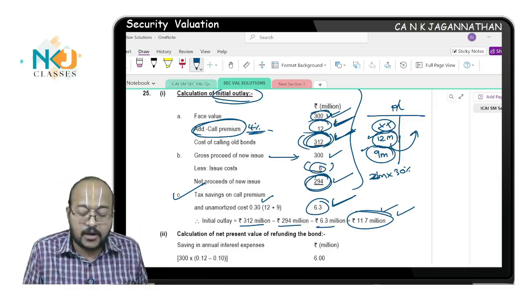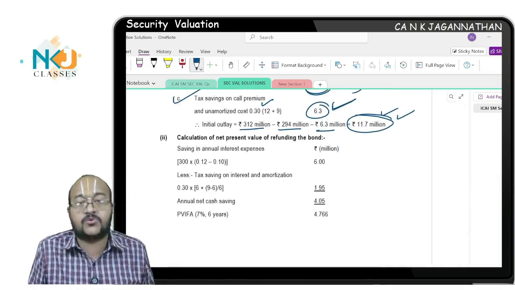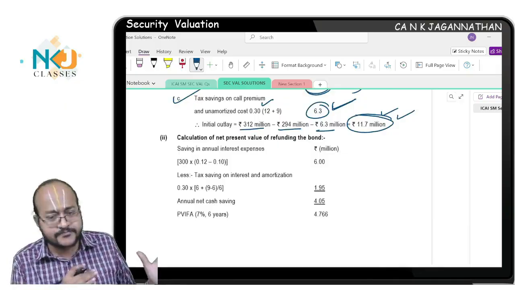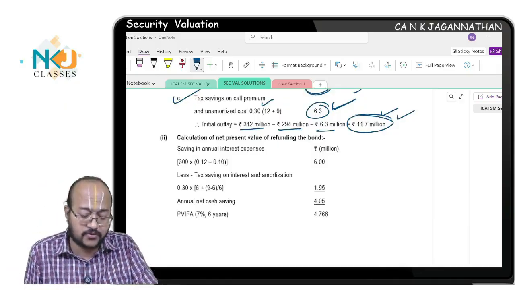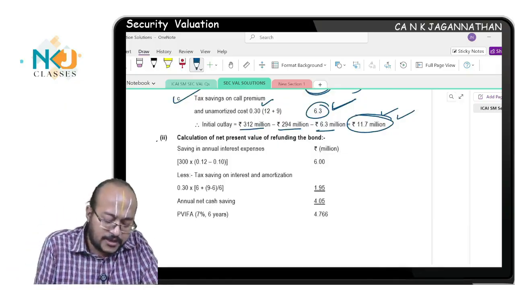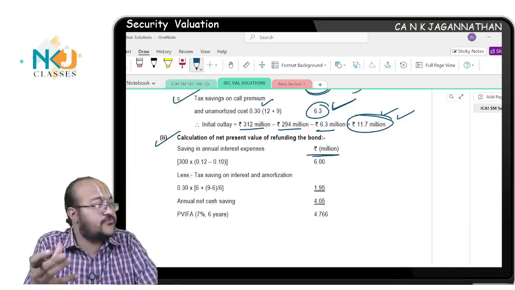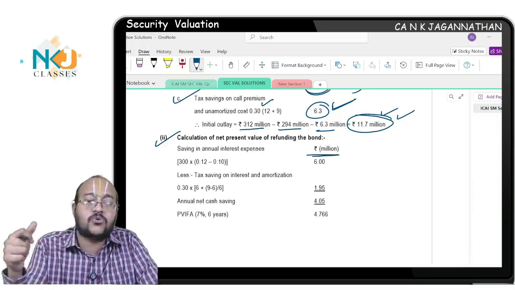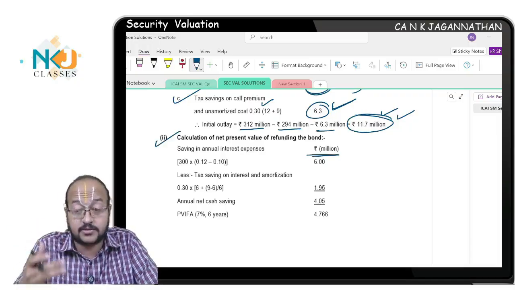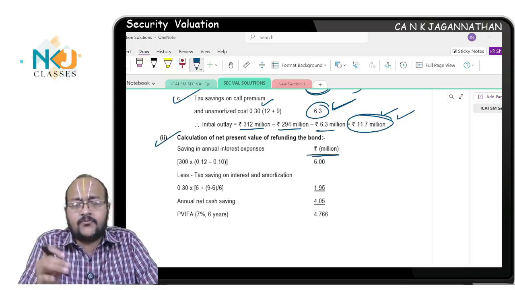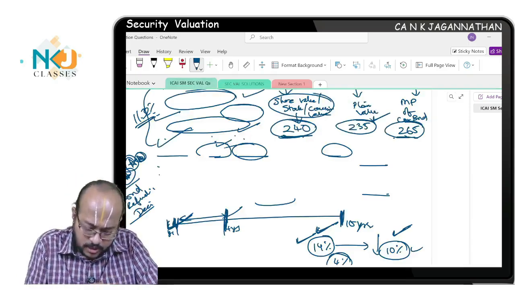But apart from that, what is the benefit arising from this? We need to see. This is the net cost arising due to this transaction. What is the benefit due to this transaction? See here what happens. Savings in annual interest rate. The real purpose of calling back the old bonds and replacing it with new bonds is the savings in interest rate. Are you understanding?